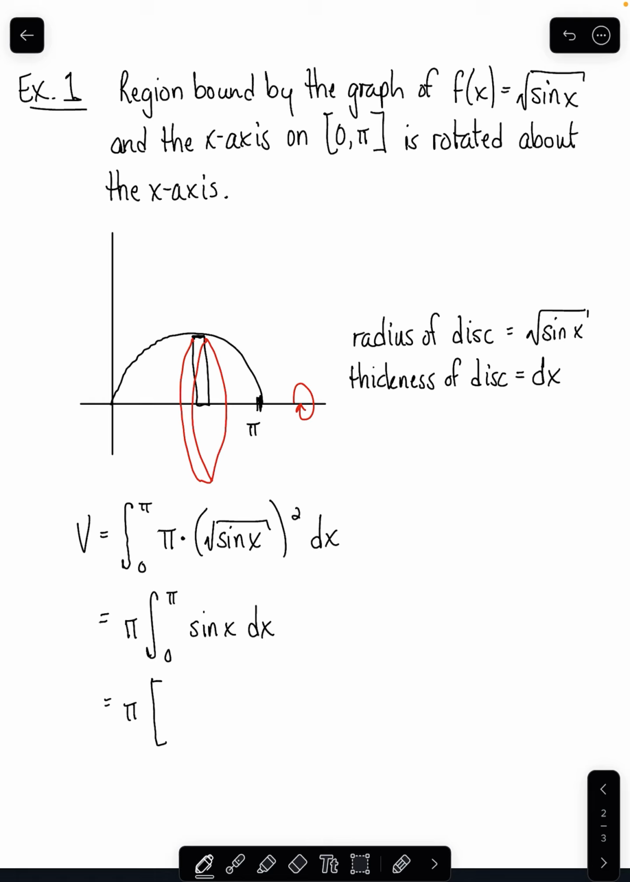the antiderivative of which is negative cosine of x, and that will be evaluated at pi, and then subtracted from that would be the evaluation at 0. Again, this being a definite integral, the constant of integration, the plus c, can be omitted. This will then give us pi times negative cosine of pi minus negative cosine of 0.